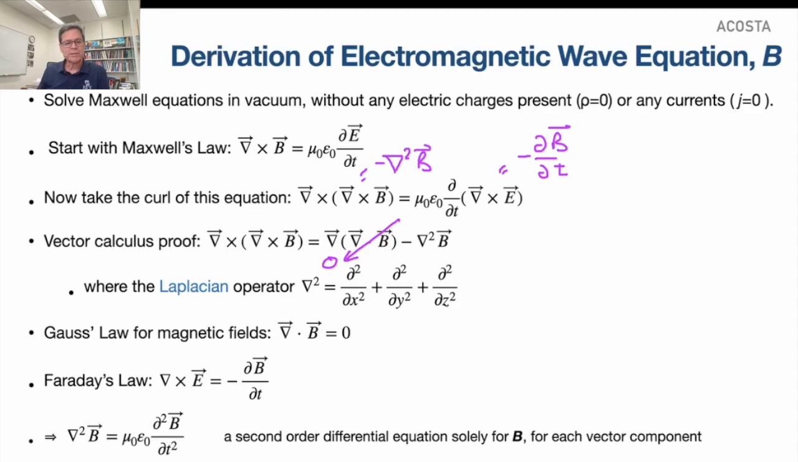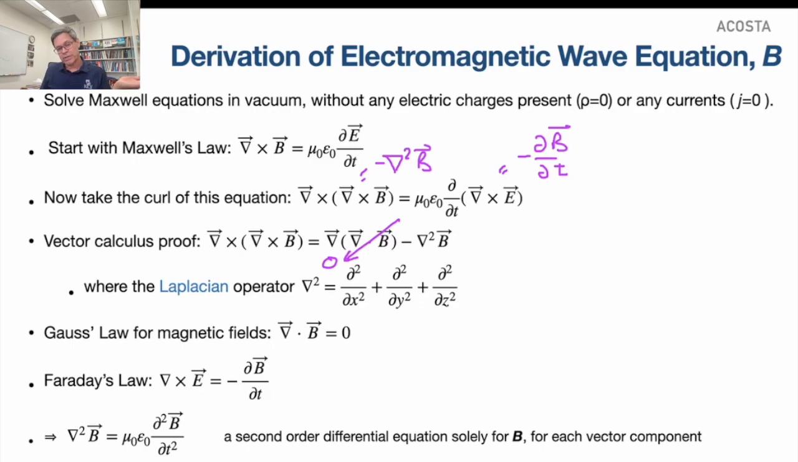So what am I left with? If I cancel the two negatives on both sides, just multiply by minus 1, for example, the Laplacian of the magnetic field B equals mu naught epsilon naught, that's where they were there, d squared dt squared of B, so two time derivatives of t. So in other words, I have a second order differential equation on the left in space in terms of x, y, and z, and two derivatives of time on the right. So this is a second order differential equation solely for the magnetic field. The electric field has been eliminated now from Maxwell's equations, and this is only an equation for the magnetic field.